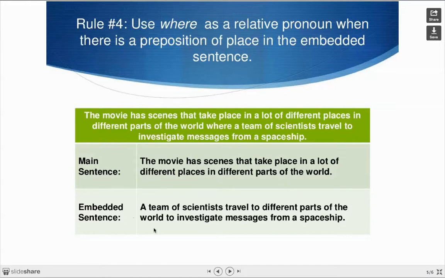And then the embedded sentence is a team of scientists travel to different parts of the world to investigate messages from a spaceship. Okay, here is your preposition of place, and that's why you have where for a relative pronoun. If you don't want to replace the to, you could also say different parts of the world to which, keeping the pronoun and using which. So where or to which are both correct in this sentence, but I use where when I'm taking out and replacing that preposition.